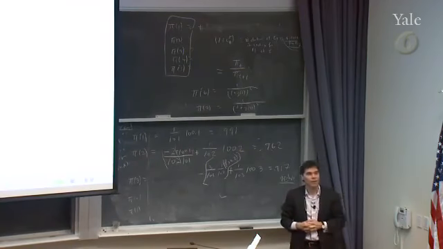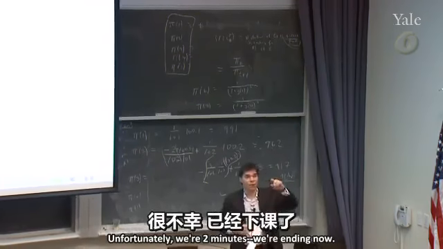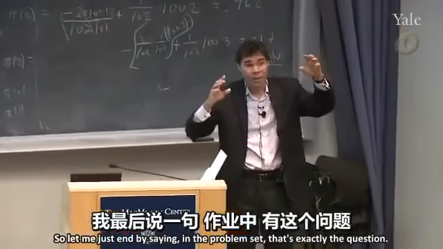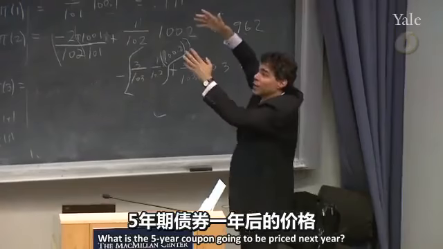Each contour would have one less forward rate. Okay, so what you both said is absolutely correct. Unfortunately, we're out of time, we're ending now. So let me just end by saying, in the problem set, that's exactly the question. What is the 5-year coupon going to be priced next year?